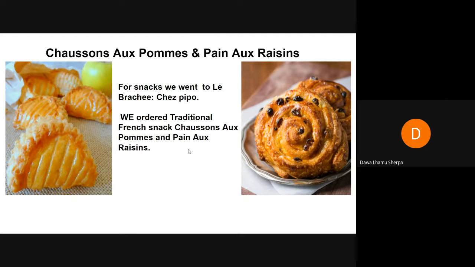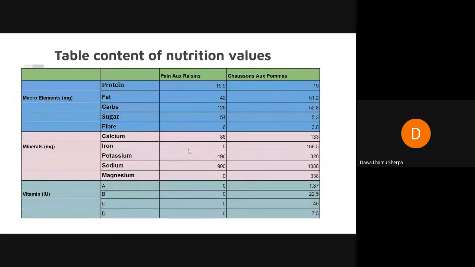Next slide, please. So I am a very health conscious person, so I had to do my research on the nutritional value. After researching the nutritional content of this snack, we came out with this table of macro elements, minerals, and vitamins. Next slide, please.